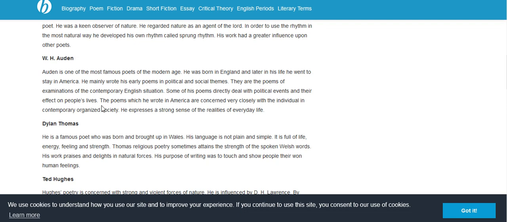His poems are examinations of the contemporary English situation. Some of his poems directly deal with political events and their effect on people's lives. The poems which he wrote in America are concerned very closely with the individual in contemporary organized society. He expresses a strong sense of the realities of everyday life.